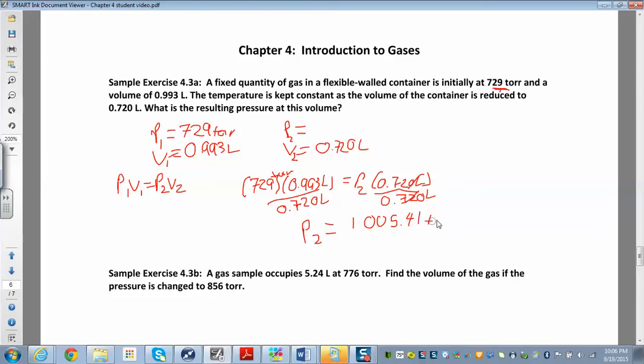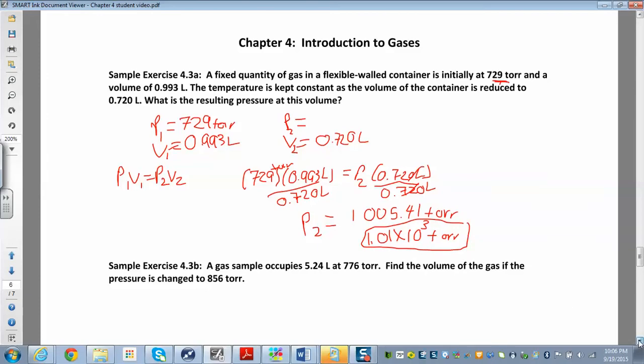1005.41 torr. And we're going to want 3 sig figs, so we had 3 sig figs in this pressure, 3 in both of the volumes, so we want 3 here. So we're going to rewrite this in scientific notation. 1.01 times 10 to the 3, so I went 1, 2, 3, so I rounded the 0 up to 1 because this was a 5, and then don't forget your units. So we have 1.01 times 10 to the 3 torr.